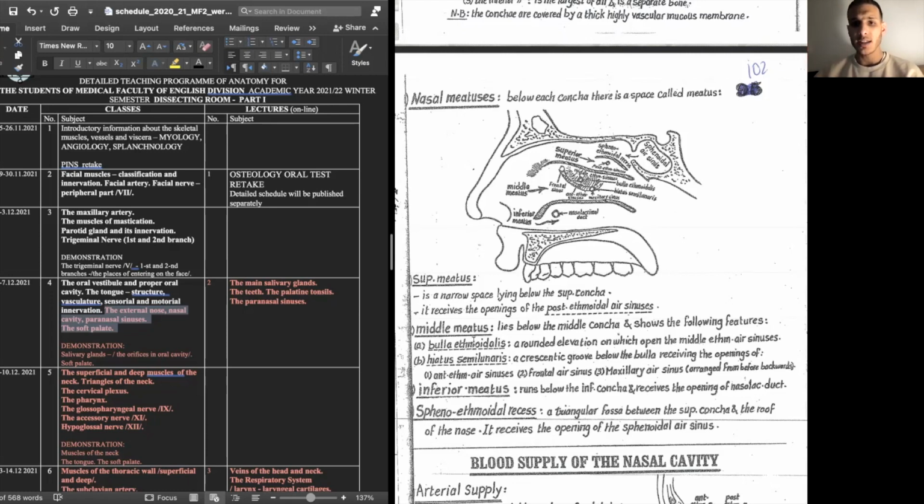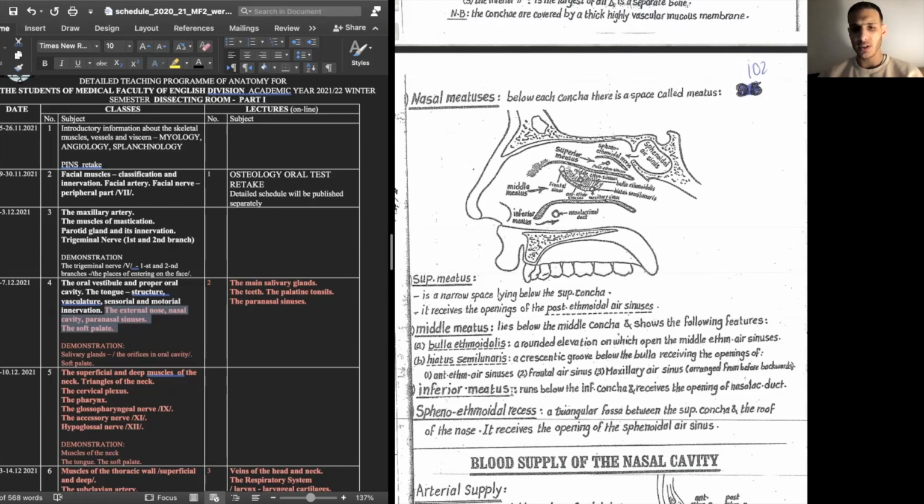That's the message. The middle meatus lies below the middle concha and shows the following features: bulla ethmoidalis and hiatus semilunaris. The bulla ethmoidalis is a rounded elevation on which the middle ethmoidal air sinuses open. Okay, the middle ethmoidal air sinus opens here at the middle meatus. The hiatus semilunaris is a crescent groove below the bulla, receiving the openings of many things: the anterior ethmoidal air sinuses, frontal air sinuses, and maxillary air sinuses.